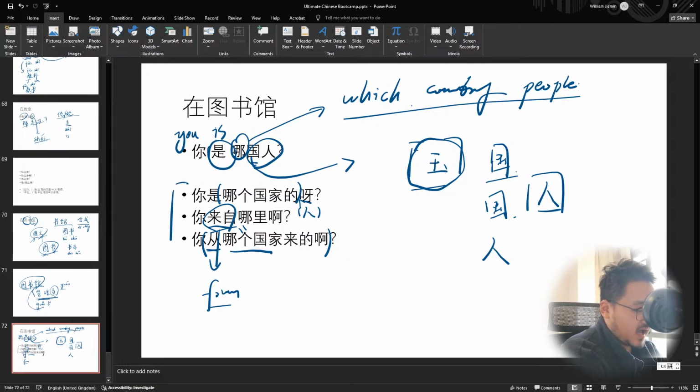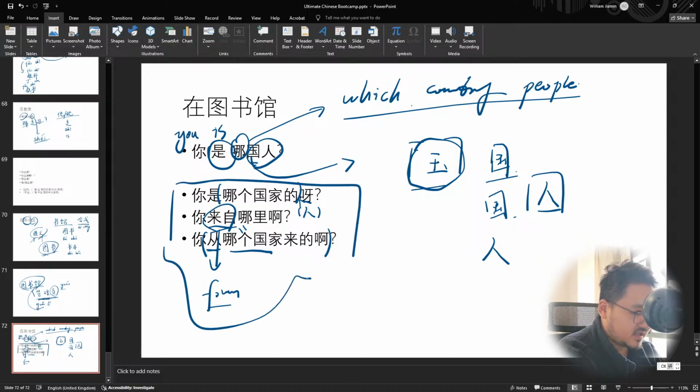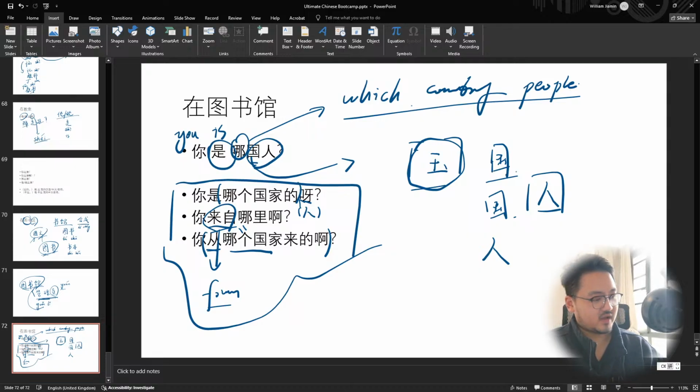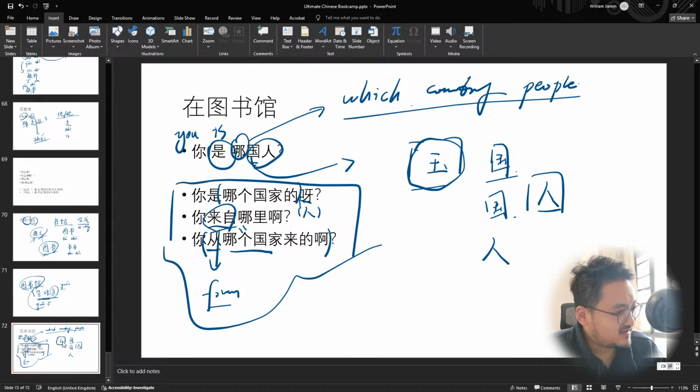So yeah, I know this may seem a little bit too complex for HSK level 1, but I think you just need to know that's normally not how people ask. Okay, this is a very textbook version. Okay, so let's look at the third scenario.